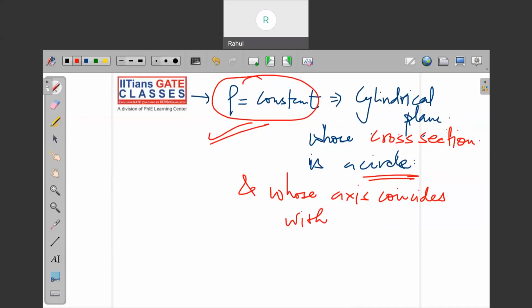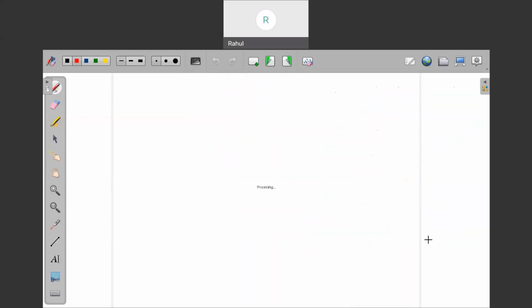Okay, with z axis. So this is the locus here. And rho is basically what? How do we measure rho? Rho is measured normal to the z axis, remember always. These are very important points.